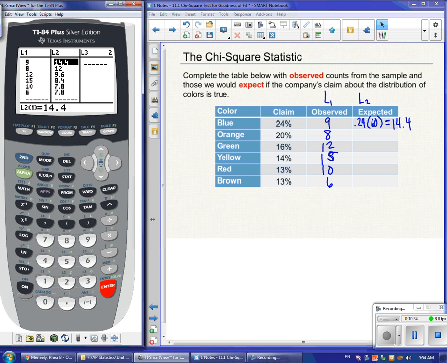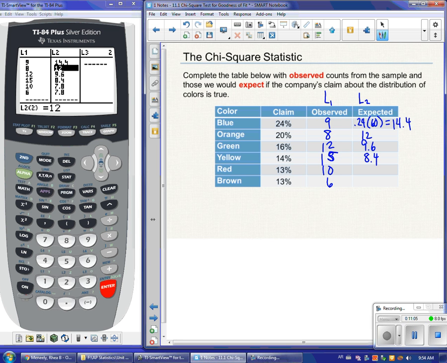When it comes to the expected counts, for example in that first category where I'm looking at the expected number of blue, you can actually do the math right in the cell. So I can do 0.24 times 60 right in the cell, and it'll compute that expected count for me. And we know that 20% of 60 is 12. 16% of 60 is 9.6. 14% of 60 is 8.4. 13% is 7.8.